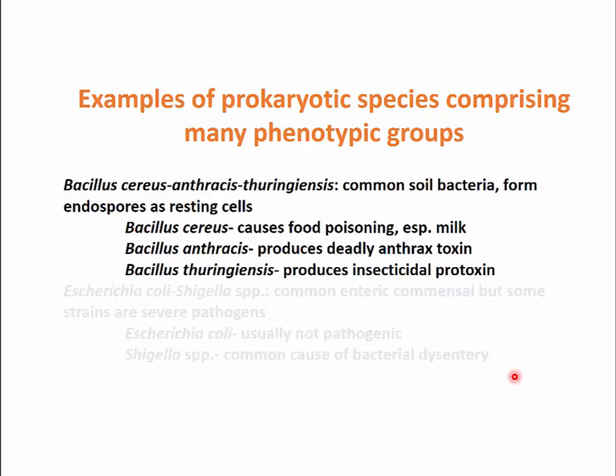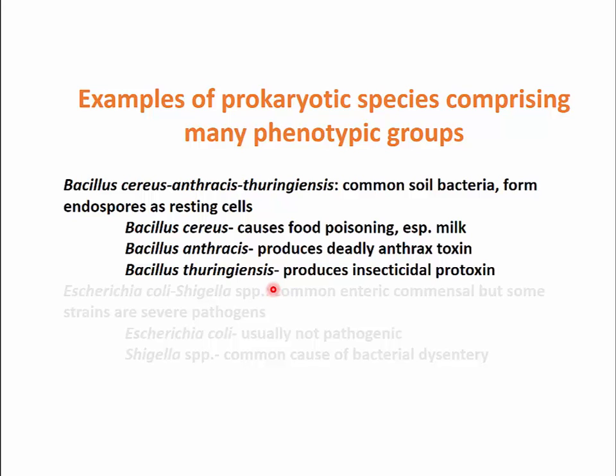Now, we know intuitively this is true because you've seen it all anecdotally many times. So here's an example of a group of bacteria that by the definition I just gave would be one species: Bacillus cereus, anthracis, and thuringiensis. They're common soil bacteria. They all form endospores as resting cells. Bacillus cereus causes food poisoning in milk. Bacillus anthracis produces the deadly anthrax toxin. And Bacillus thuringiensis produces the insecticidal protein, and you can go buy it in the hardware store.